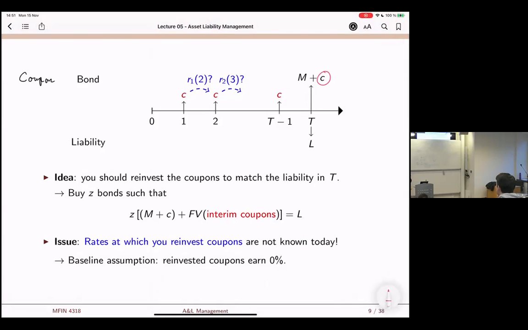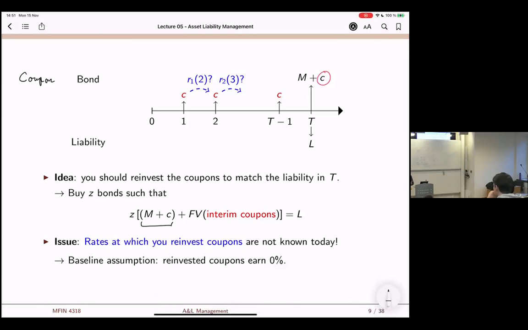Okay. What's the idea here? Well, you again want to match your liability with the cash flows of your asset. How are you going to do it? Well, you're going to think about the following things. At the maturity date, I'm going to get per unit M plus C, right? That's the face value plus the coupon, just as before, except that before we had zero coupon. What am I going to do with the coupons that I get in the meantime? Well, I want also to use them to match my liability, right?